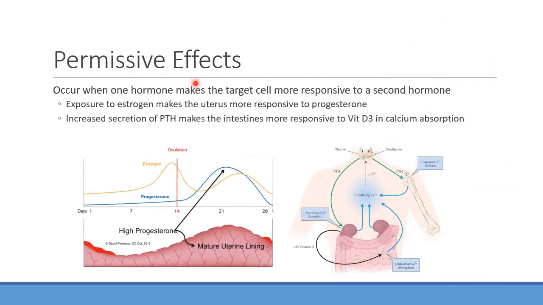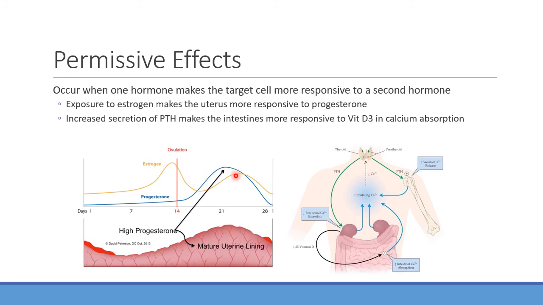Permissive effects, again, is when one hormone makes another one more responsive. A good example of this would be during the female menstrual cycle. You can see the early rise in estrogen in the day period here, because the normal menstrual cycle is how long? 28 days, right? Early on, this increase in estrogen actually makes the tissue more responsive when progesterone comes along and surges later on in the cycle. So that would be one example.